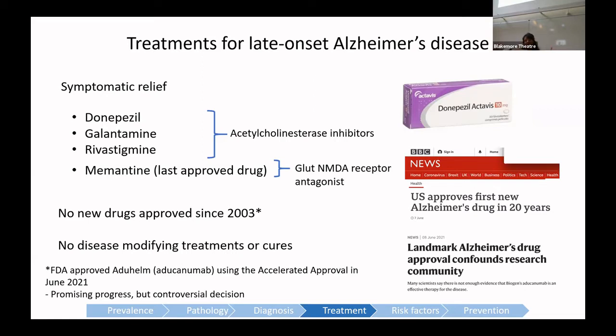After all the excitement, people sat down with the decision and looked at why it went through the accelerated approval. It has been hailed as a little bit of a controversial decision at the moment, because of the two phase three clinical trials using this drug, only one of them met its primary endpoint and the other one did not. But this drug has been shown to be effective at clearing amyloid across both phase three clinical trials. So there is some promise here and some reason to be excited for sure.